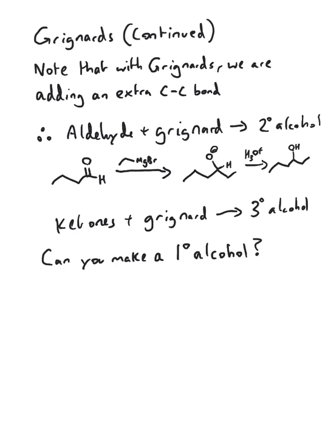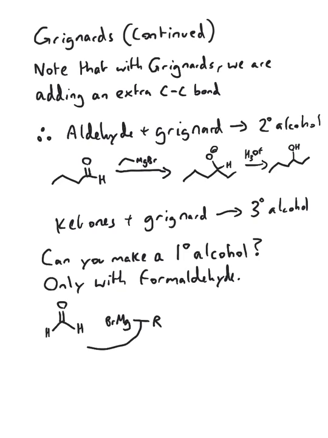So of course, we're all thinking about the exception. Can you make a primary alcohol? Well, the answer is yes, but only with formaldehyde. If we take a Grignard and react it with formaldehyde, we will get addition of the R group and a terminal alcohol. Of course, step 2 would need acid for us to get that product.